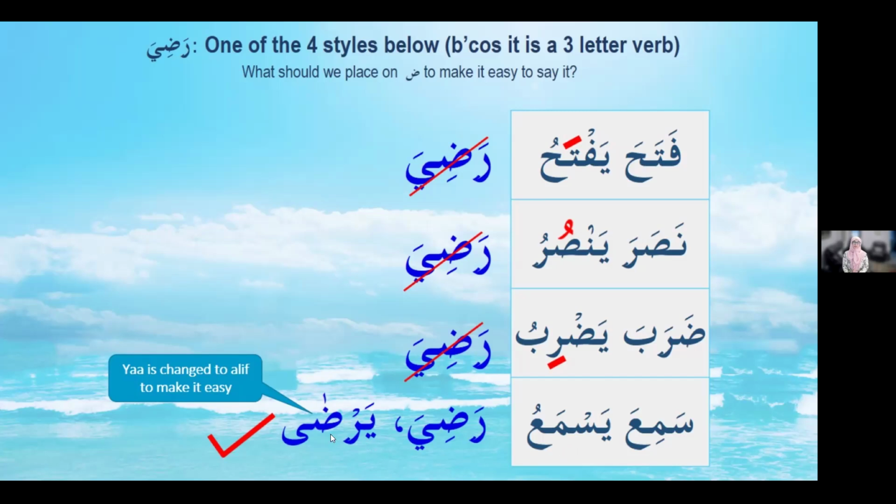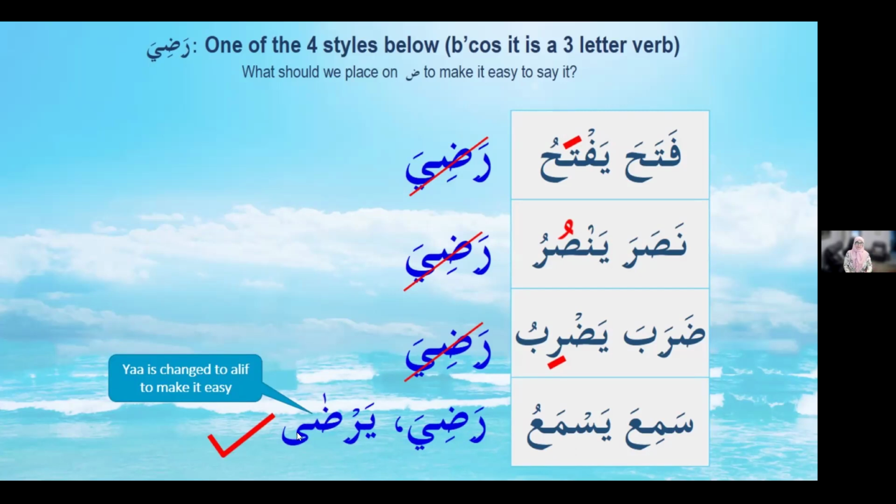So here it will become yardiyu. You know, it's difficult to say. So it will become yarda. It's easy. Instead of saying yardiyu, it doesn't have a good flow on your tongue. It's not easy. So you will say yarda. Just to make it simple, just make it yarda.